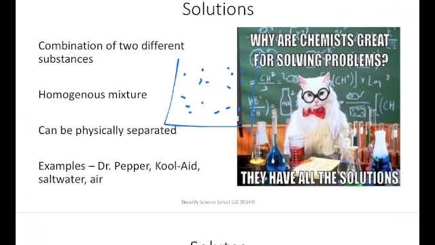And so you see the thing there. Why are chemists great for solving problems? Because they have all the solutions.